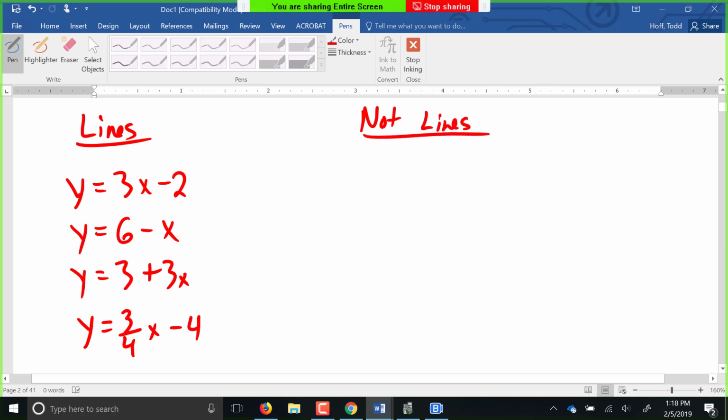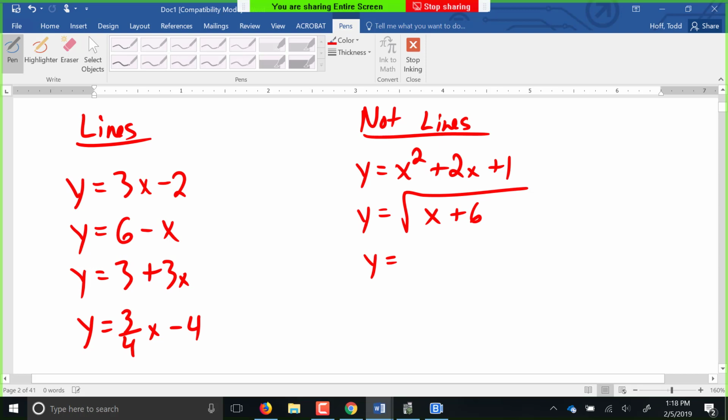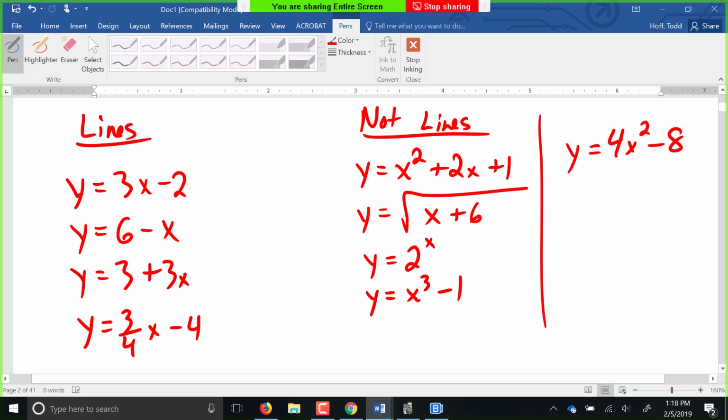We have equations there that don't form lines. Y equals x squared plus 2x plus 1. Y equals the square root of x plus 6. Y equals 2 to the power of x. Y equals x to the third minus 1. Y equals, I think it's 4x squared minus 8. And y equals 8 over x. Those are the equations that did not form lines.